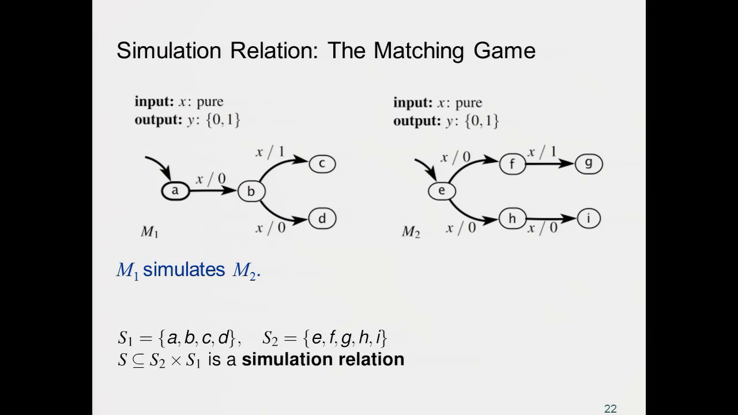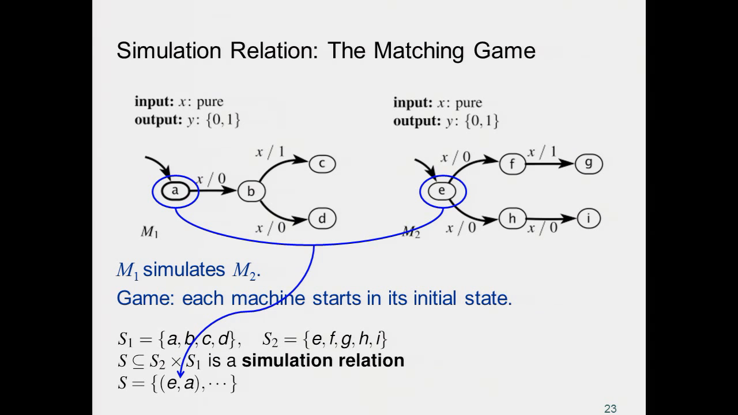So I have S1 is A, B, C, D. S2, the state space of the machine M2, is E, F, G, H, I. Notice that S2 has one state more, but they still are output equivalent, so it doesn't matter if the number of states is the same or not. I can get a language equivalence even if I have a different set of states. Now, I call a simulation relation the set of pairs of states S2 cross S1. And let's see how this set is built.